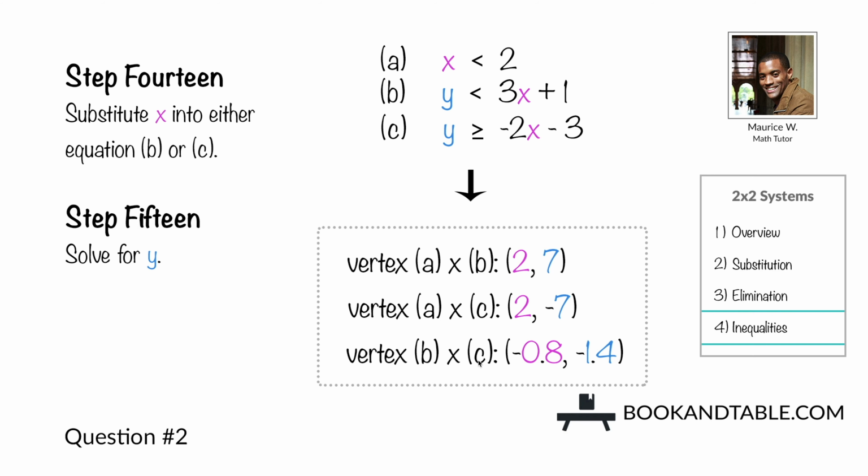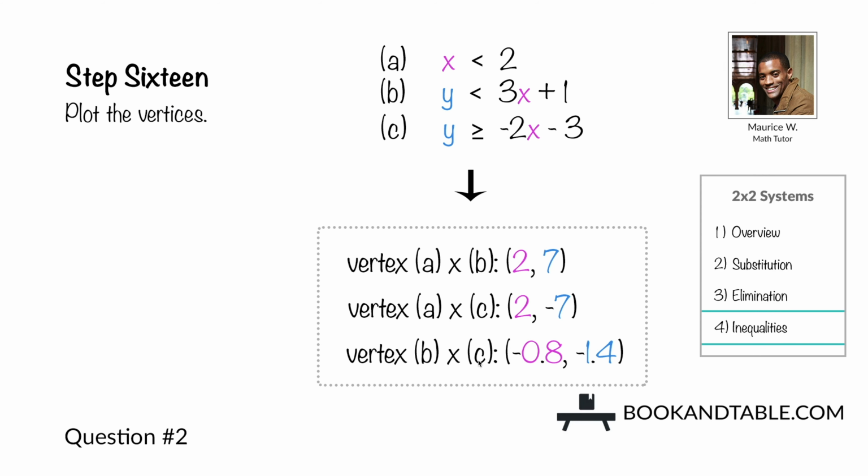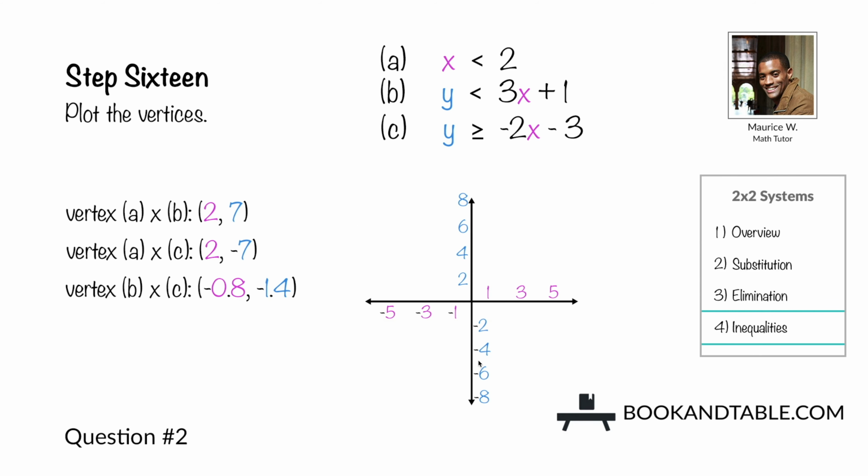So let's start graphing these. So we'll start with the vertices. Step 16. So AB is where x is positive 2 and y is positive 7. AC is where x is positive 2 and y is -7. And BC is where x is -0.8 and y is -1.4. And now we can sketch the lines by using our value tables.